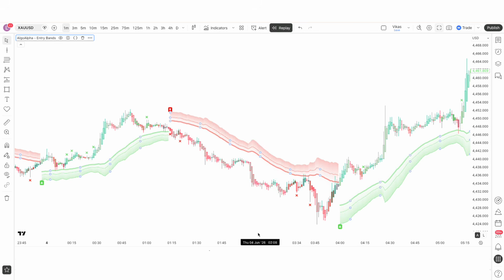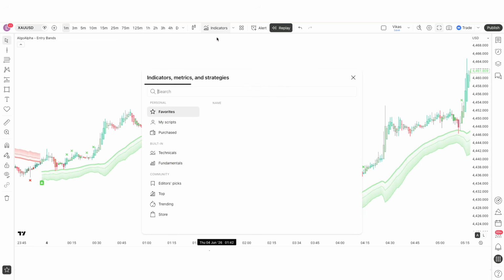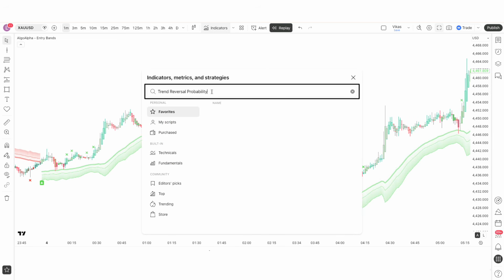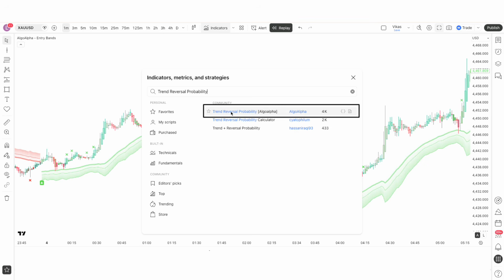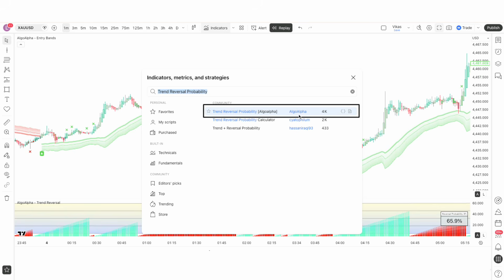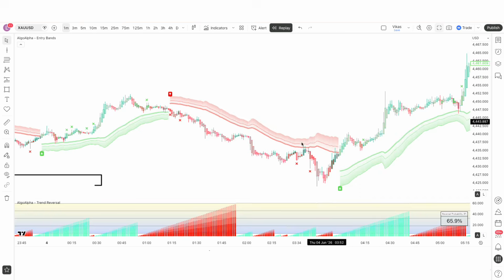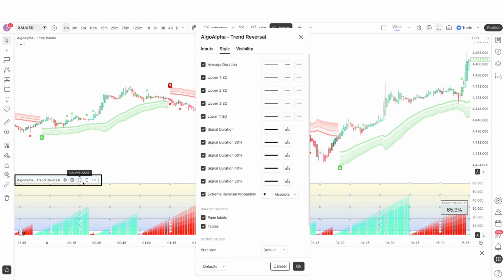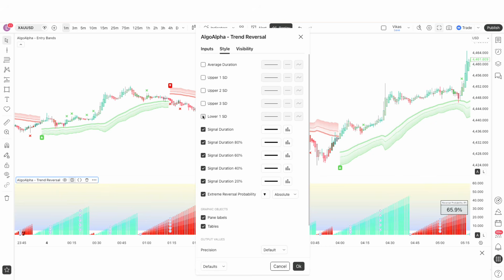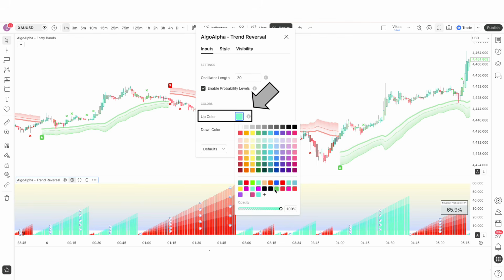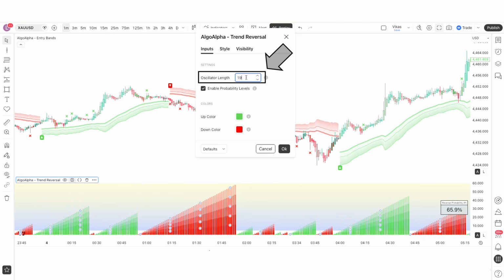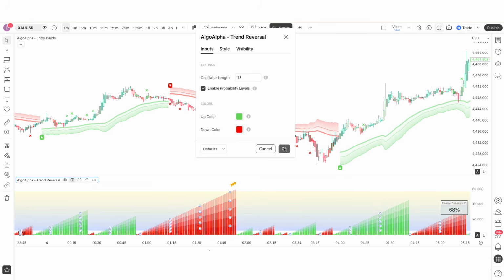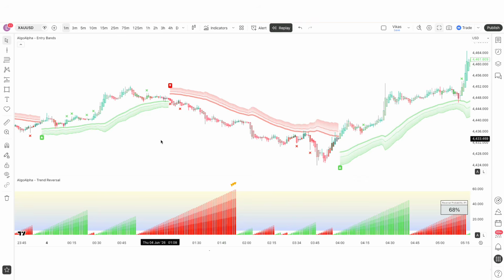Click OK. Now we'll add one more indicator to make this strategy more powerful. Go to the Indicator Search tab, search Trend Reversal Probability, and select the one created by Algo Alpha. Now let's access the settings of this indicator so we can modify it to suit our strategy. We have to keep these options hidden. We change the up color from aqua to green. We change the oscillator length from 20 to 18. And here everything is fine after that. Click OK. Now our setup is ready.